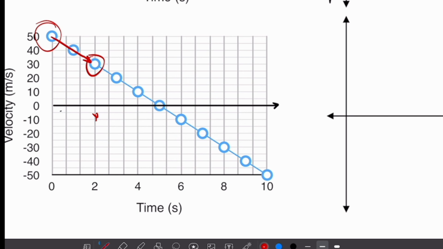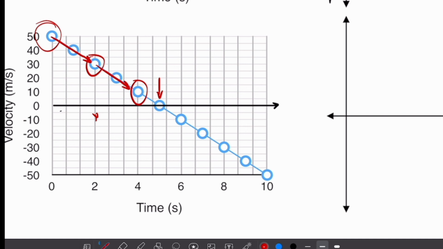After another 2 seconds, it's only going 10 meters per second. And again, a constant transition is taking place here. This object is always moving in the positive direction. The velocity is always positive. But would you agree it's slowing down? In fact, what's its velocity right here at 5 seconds? 0. It's not moving, it's stopped.